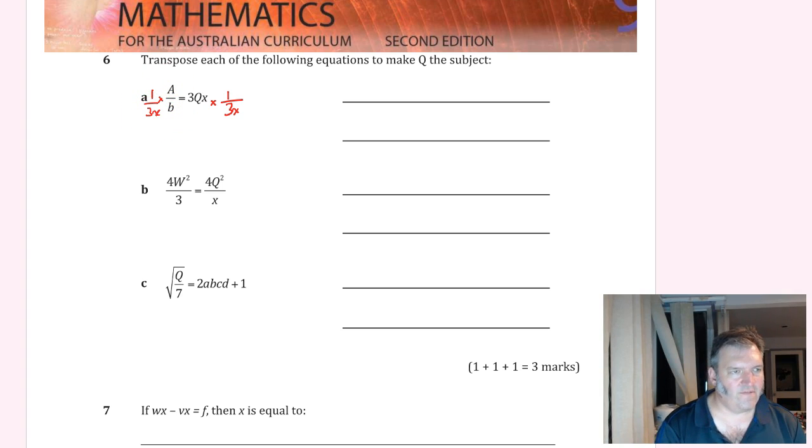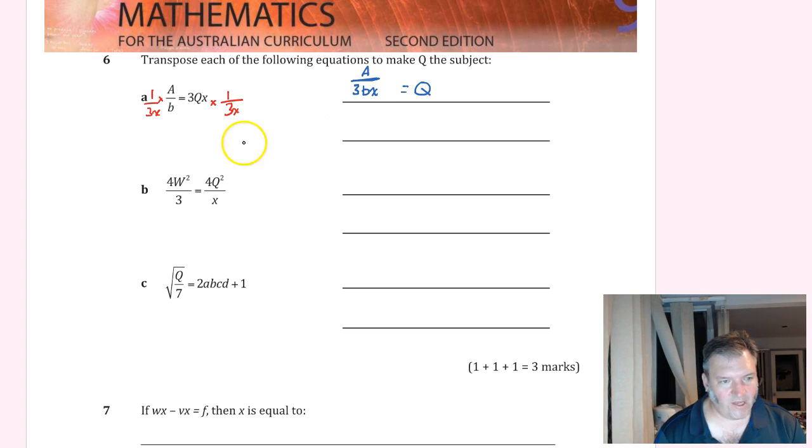So if you think about it that way, it's going to make your life just a tiny bit easier, because now, on the right hand side, I'm just going to be left with Q. This left hand side, it's 1 times A on the top is A, and the 3x, they're part of the denominator, so I multiply them by B, and I get 3bx. It's nice to write them in alphabetical order. It's not mandatory. Doesn't matter if you don't, but it's just nice.